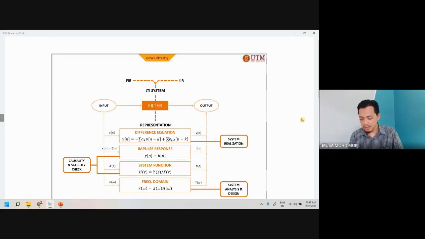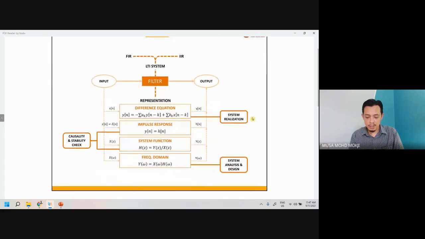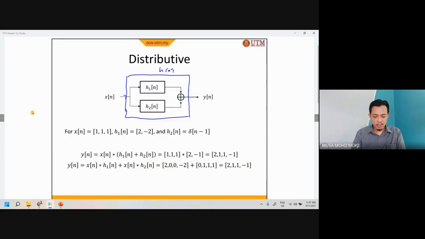What's next? This is just a summary of our LTI system. Later I'm not going to explain this one because it involves the system function and frequency domain. That is for later. What we have now is just the difference equation and impulse response. Okay, any question?